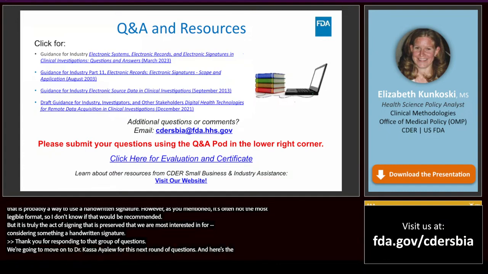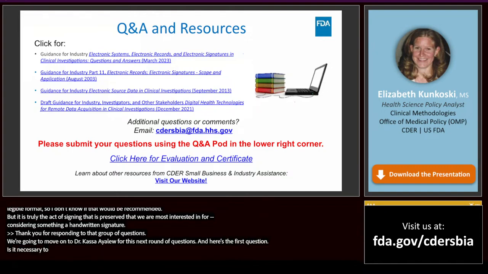Is it necessary to validate the systems that are used for studies which are not intended for regulatory submissions?